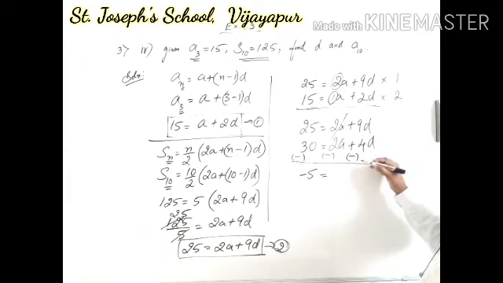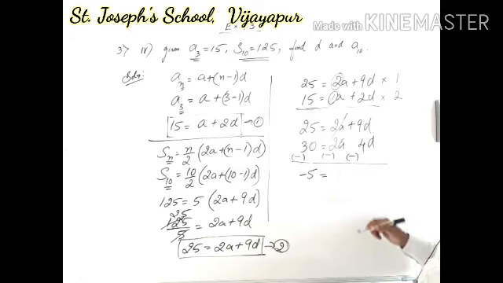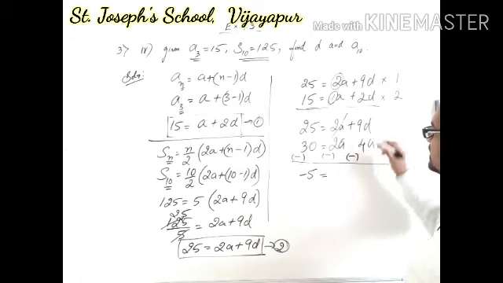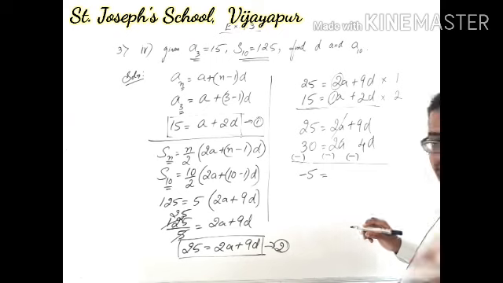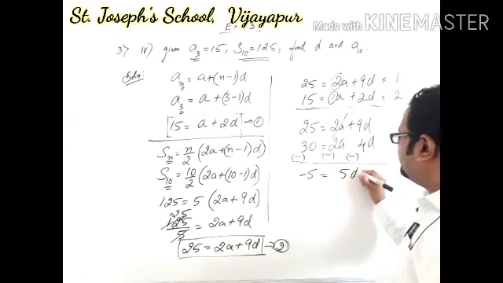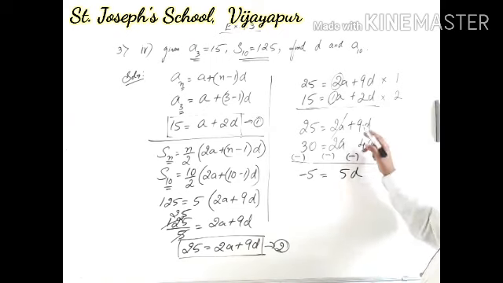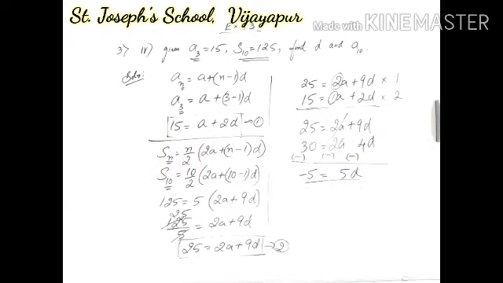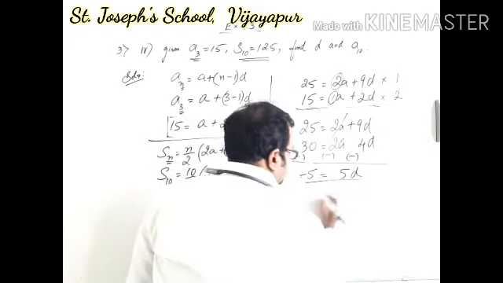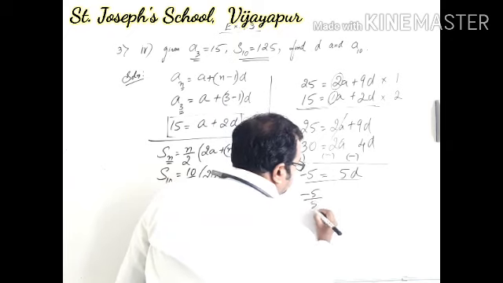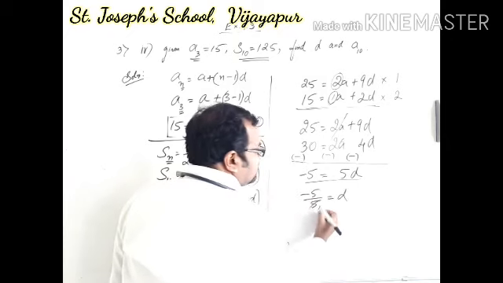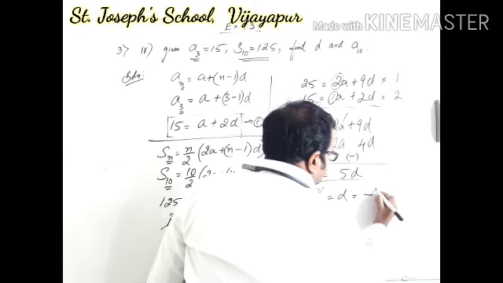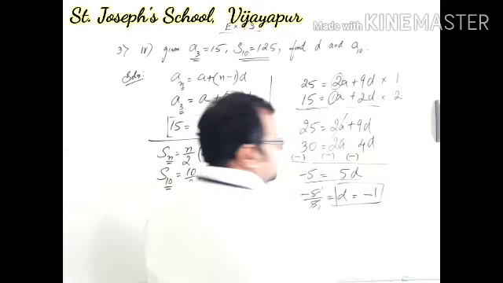Next, 9d and 4d. We will not concentrate on the old sign, only the new sign which we have used. So plus 9d minus 4d. Subtract, you will get 5d, but the bigger number's sign is plus, so it remains positive. Now minus 5 is equal to 5d. So what is d? Minus 5 divided by 5 is equal to d. Answer is minus 1. You got the d value.